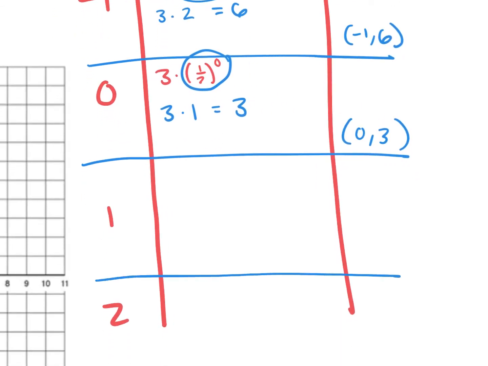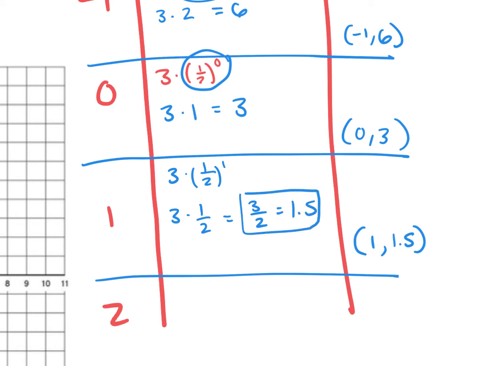All right, and then we plug in 1. So 3 times 1/2 to the power of 1. What's 1/2 to the power of 1? 1/2. So 3 times 1/2 would be what? 3 over 2, which, again, you guys will have your calculator for the quiz. So if you want to put that in your calculator to see what it is as a decimal, it might help you graph it. So it would be 1 and 1.5, because 3 over 2 is 1.5.